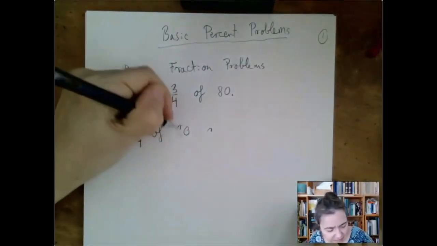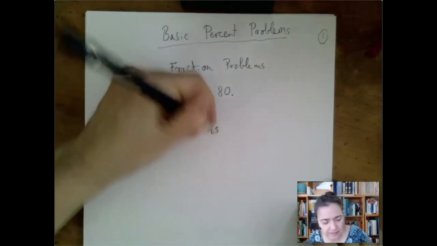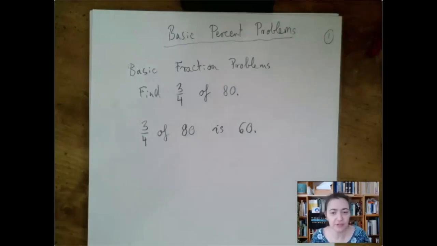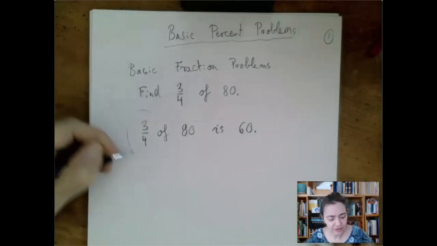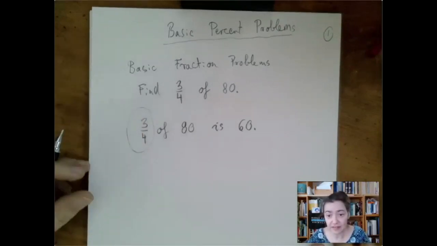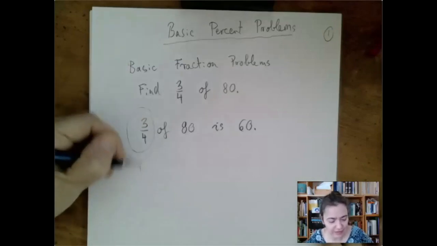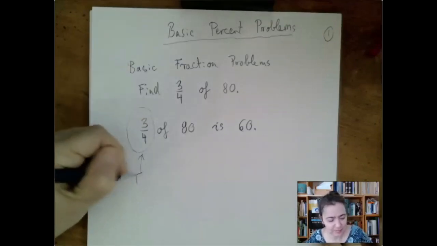3/4 of 80 is 60. And I've seen it in a book, but it's hideous. We're gonna do something hideous. There are 3 characters in this little statement, and we're gonna give them names. We're gonna call this the fraction, and it's gonna be very recognizable. It's either a fraction or a standardized fraction, namely a percent. We're gonna call it the fraction, and I'm gonna denote it with a capital F for fraction.